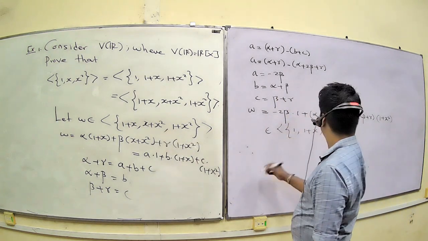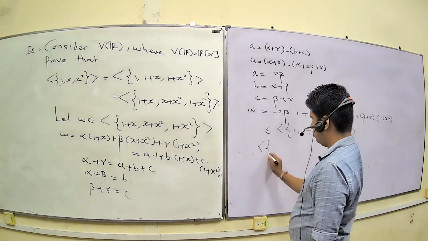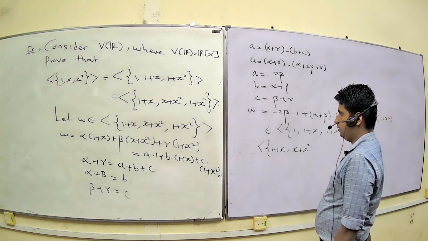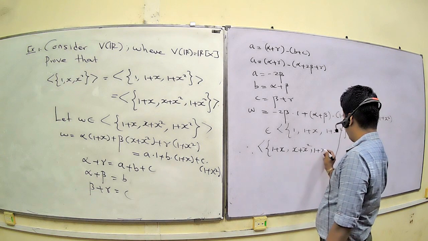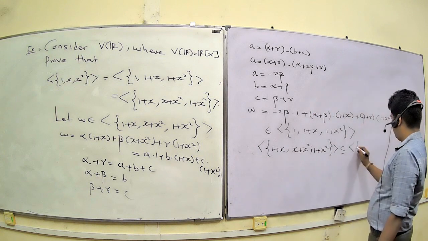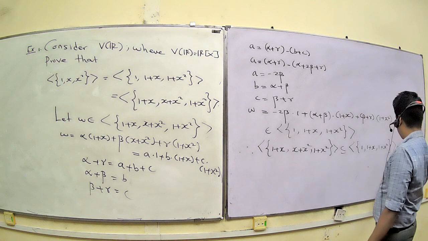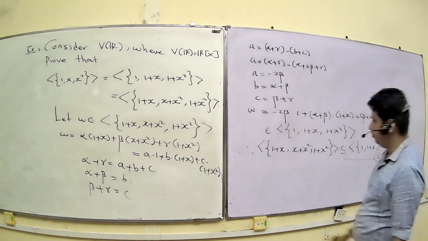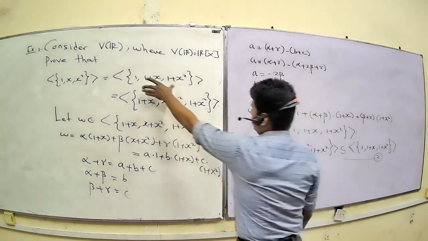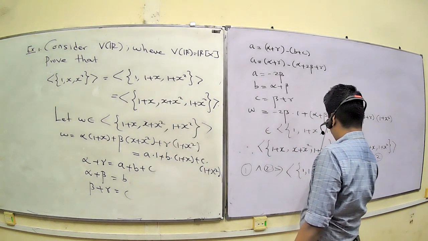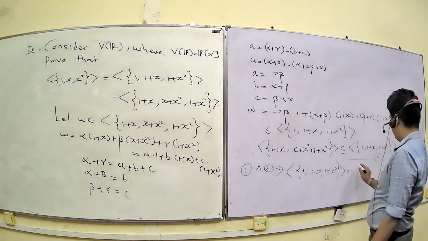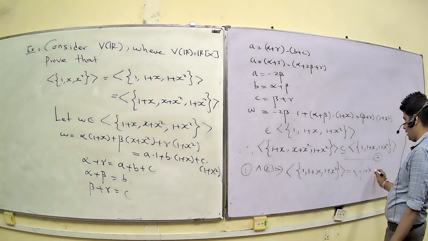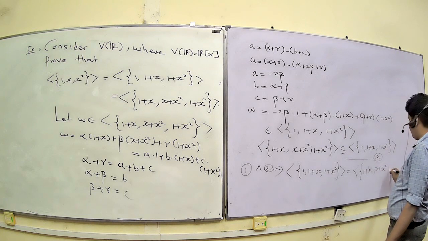Therefore, 1 plus x, x plus x squared, 1 plus x squared is a subset of the span of 1, 1 plus x, 1 plus x squared. So it is the second one. We already proved the first one. This is the second one. Therefore 1 and 2 imply both are equal. That means this one equals this one. This span set equals the span of 1 plus x, x plus x squared, 1 plus x squared.